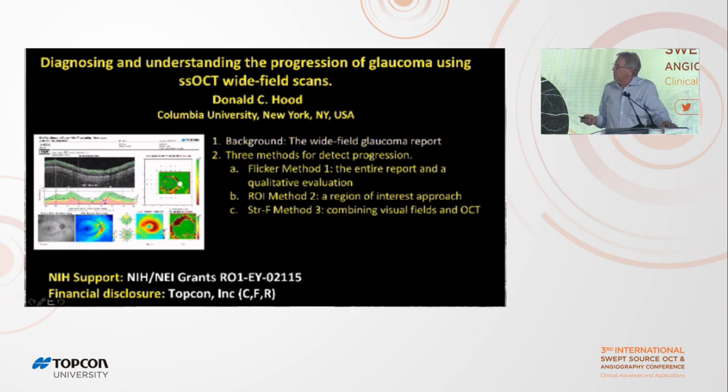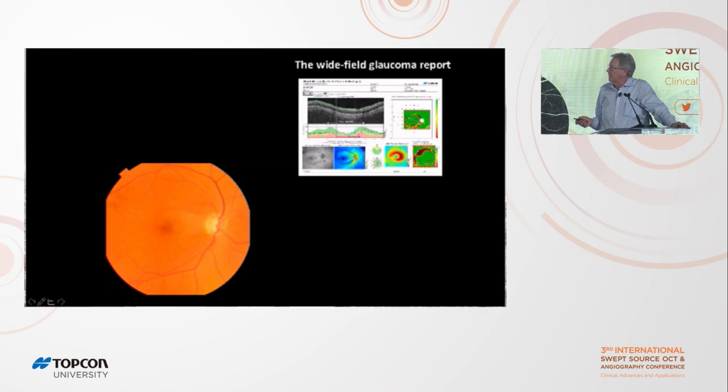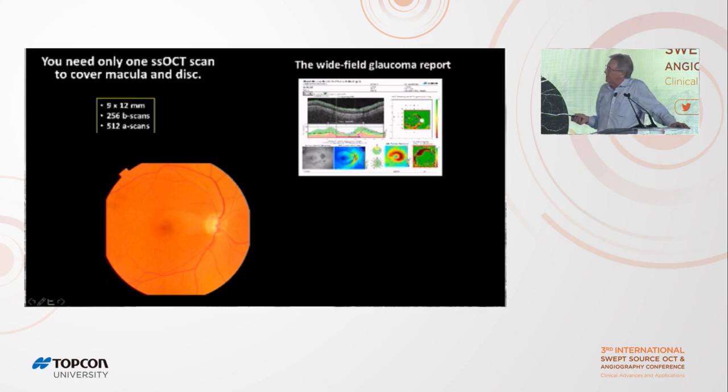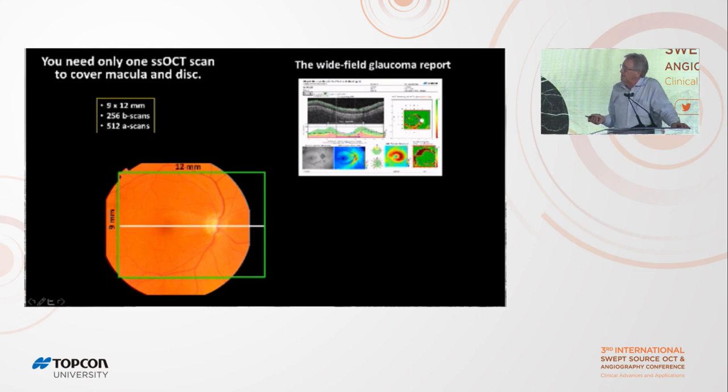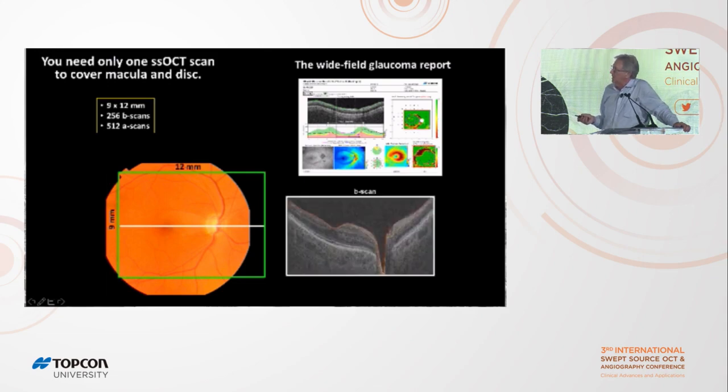All right, so first a little background on the Widefield report. This is the report here, and it's based on a single Widefield scan, which is 9 by 12 millimeters. It has individual B-scans. In the case of the Triton, it's 256, and in the case of the Maestro, it's 128. Here's one of the B-scans. They tend to have very good resolution.